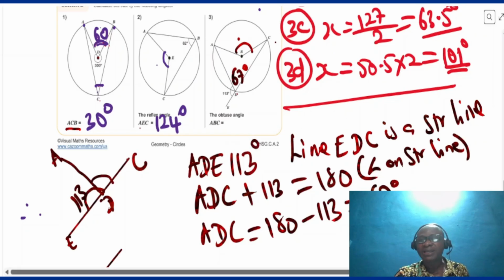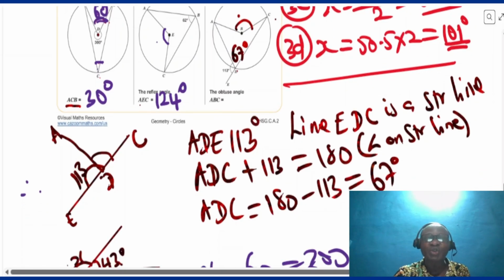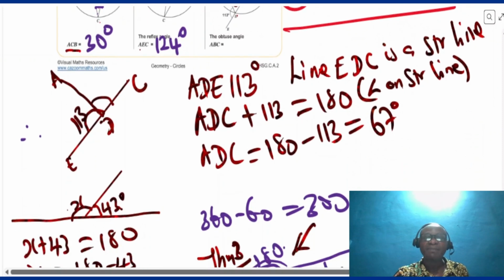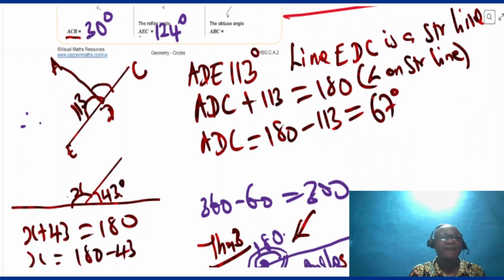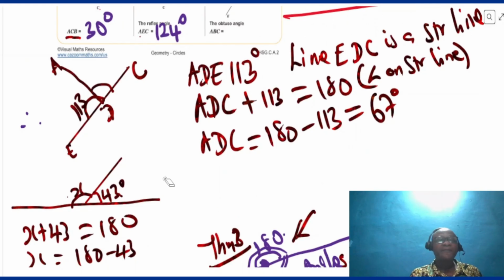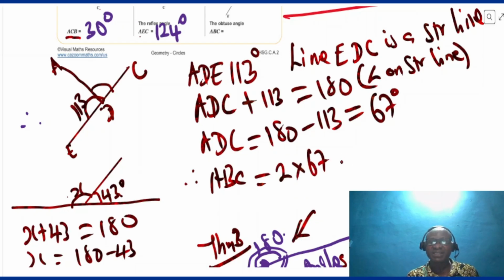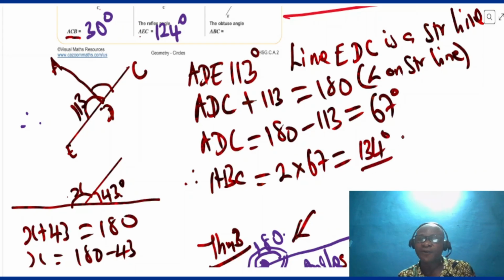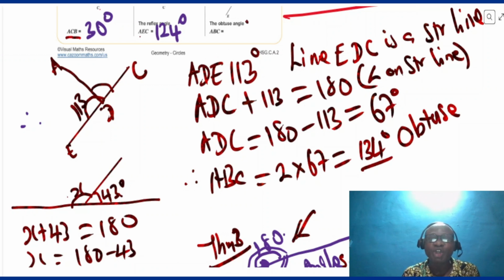So in conclusion, what they gave us to solve is ABC. We can now say therefore, ABC is equal to 2 multiplied by 67. 2 multiplied by 7 is 14. 2 multiplied by 6 is 12, plus 1, 13. And therefore, that answer is 134. And it is an obtuse angle. They told us that that angle is an obtuse angle.